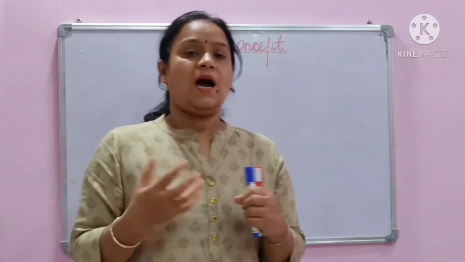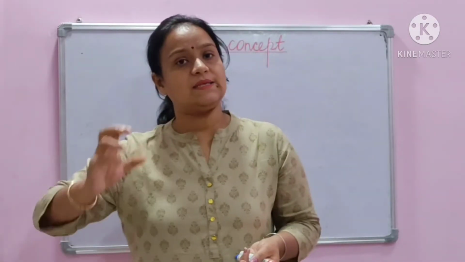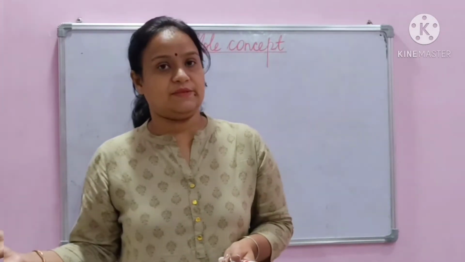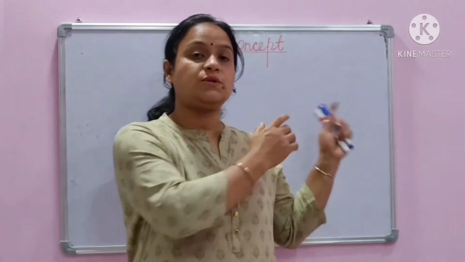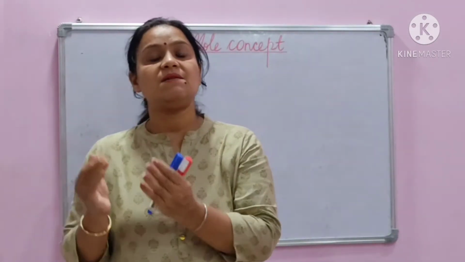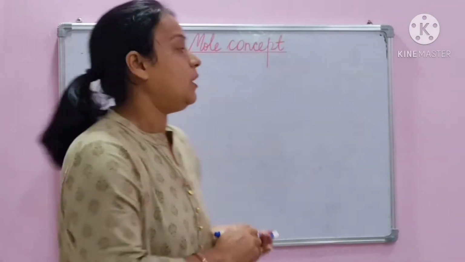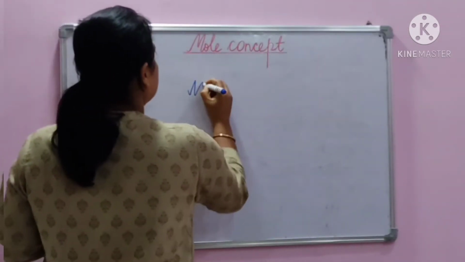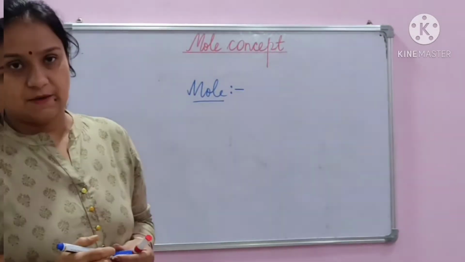In chemistry, after a lot of research, it is found that a particular mass of any element or compound contains a certain number of atoms in it. So this is how we use the term mole. This relation between number of particles and the mass is what is mole. So what exactly is mole? Mole is nothing but it is the measure of quantity of matter.